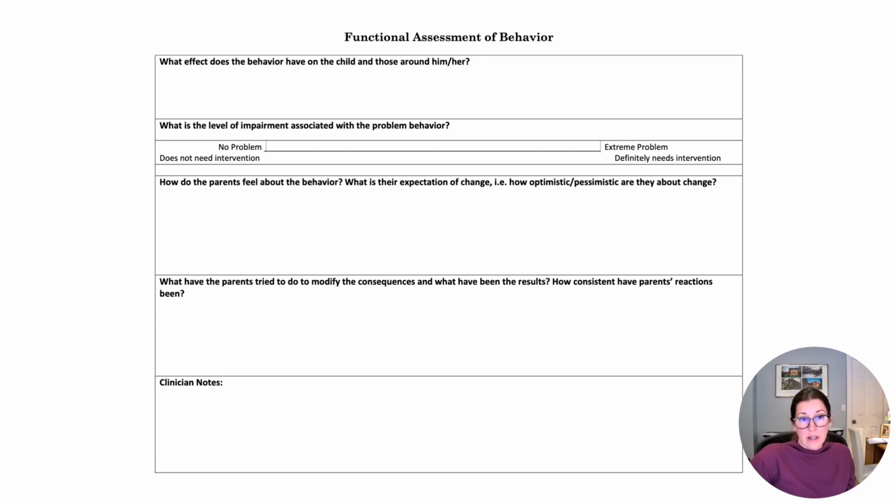What have the caregivers tried to do to modify the consequences, and what have been those results? Have they already tried some different things? And if so, how consistently did they try it? How did the child react? What have been those results? And then any notes that I need to make about what I suspect might be happening or other ideas I have, there's a place to note that as well.